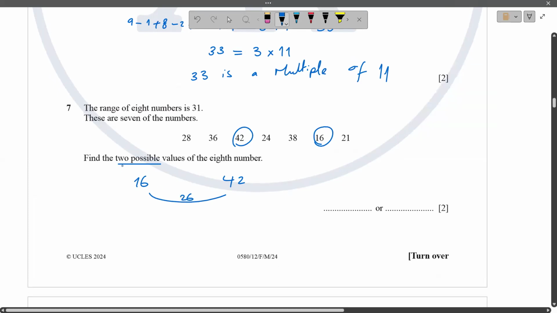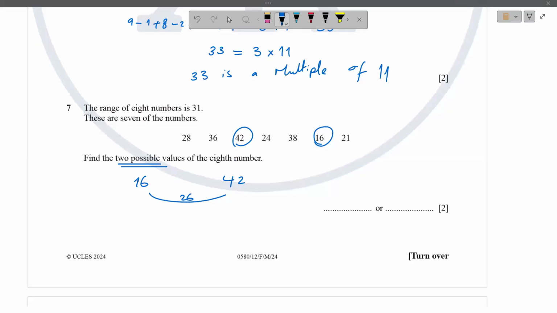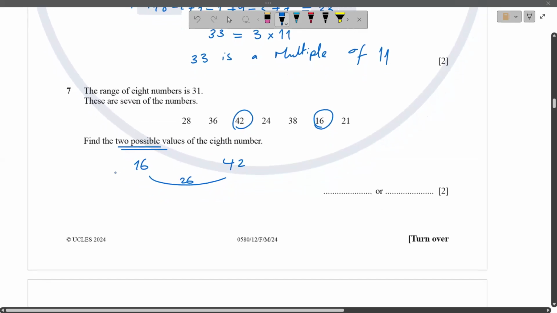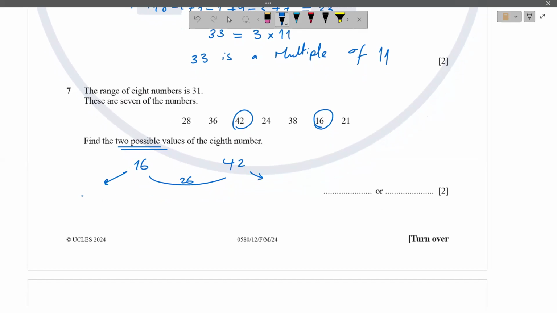So what are the two possible values? Okay, so the two possible values will be a number less than 16 or a number greater than 42. So how to get a number less than 16? 42 minus 31, which is equal 11. Or a number greater than 42, which is 16 plus 31, which is equal 47.